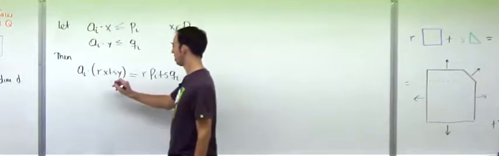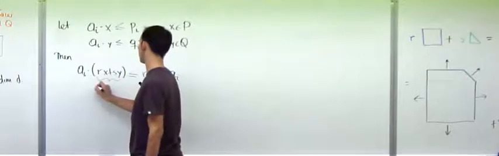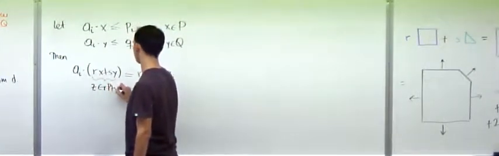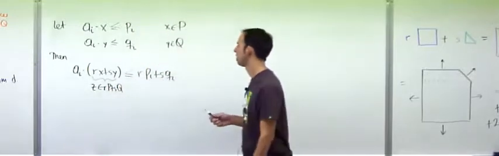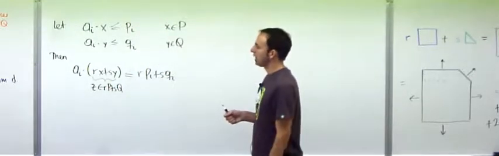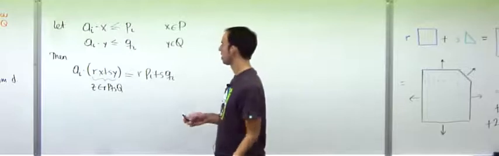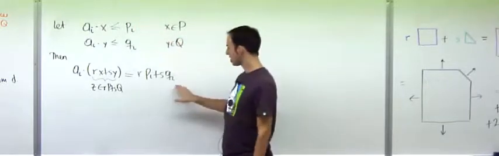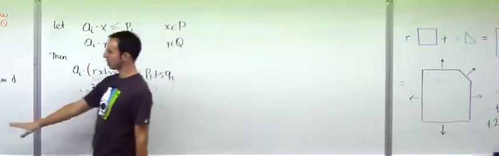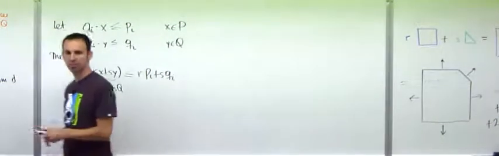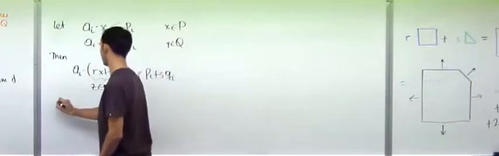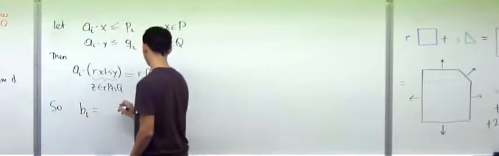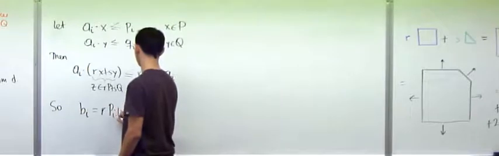But you should realize that this is a point z in rP + sQ, right? And because these inequalities are tight, because p_i and q_i are as small as possible, that means that this number right here is going to be exactly this number b_i. So b_i is going to be r p_i + s q_i.